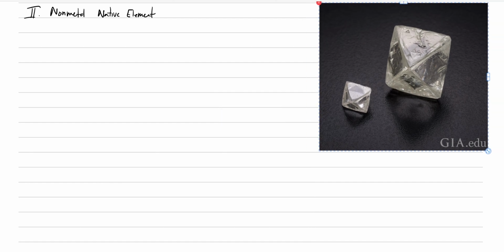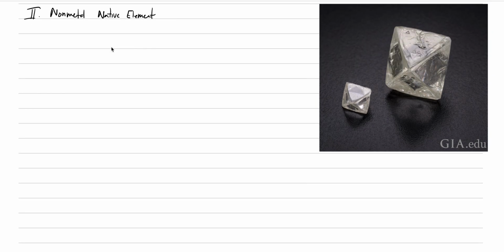We're moving on from the metals, and now it's time to get into the non-metal native elements. Our first mineral to look at will be capital A, and it is diamond. To inspire us will be this beautiful image of two octahedrons from GIA showing diamond, pure carbon.